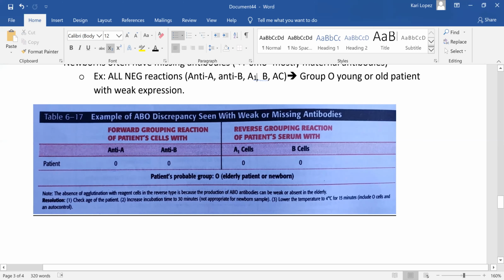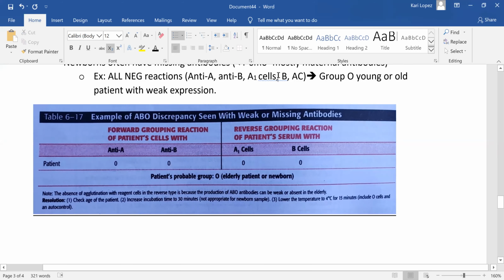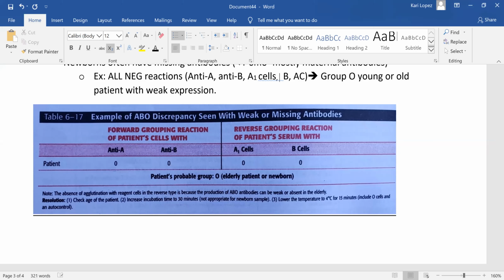And what was the reasoning again behind it? Your elderly have reduced antibodies with age, and your newborns don't have prominent antibodies, they have their mommy's antibodies. And a lot of times, newborns can have a weak expression of antigens on their red cells too. Okay.